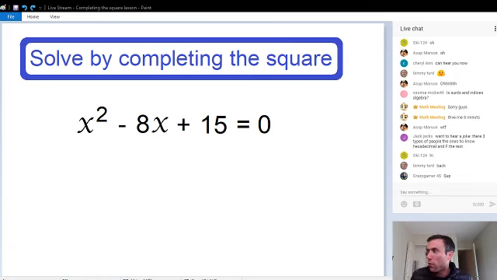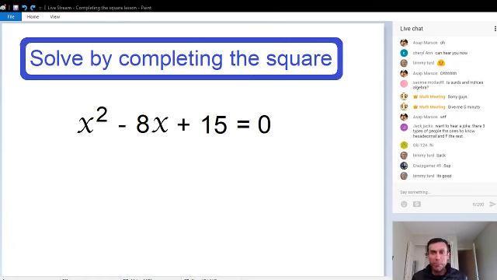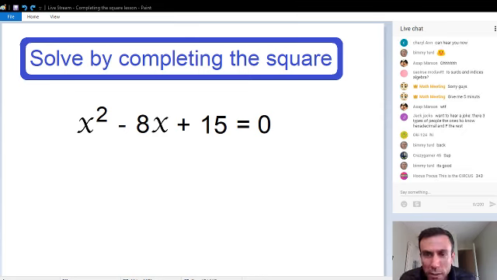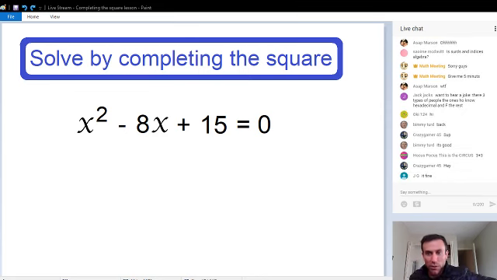We're going to be going over completing the square today, and I'm going to create a lesson where we can solve quadratic equations by completing the square.